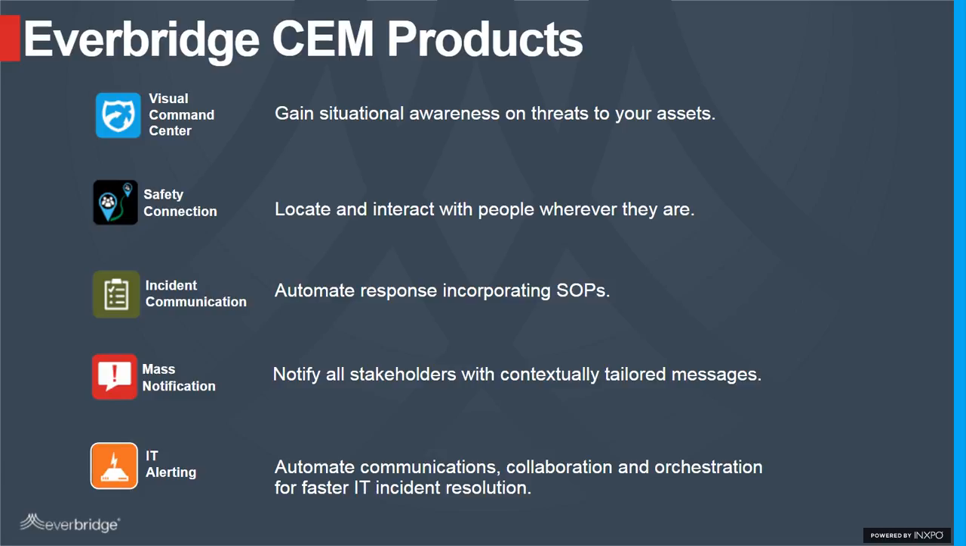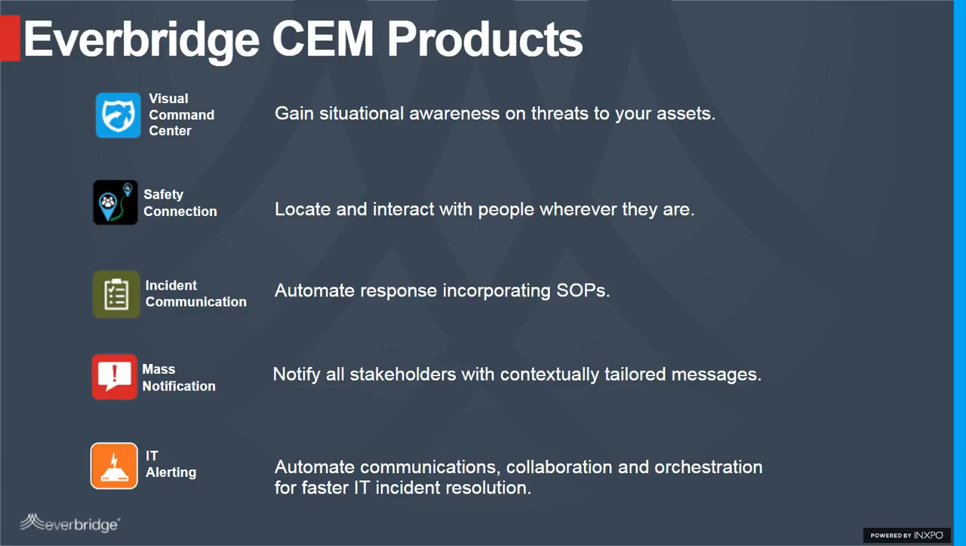So here you see a little description on all the different products. We have our visual command center, which is really our visualization interface. This is where you see all of your threats, and you see all of your assets, and you see the proximity, and where you can really take action. This is a great tool for GSOC. Our safety connection solution is our location-aware product, which allows our customers to see the dynamic location of all of their employees.